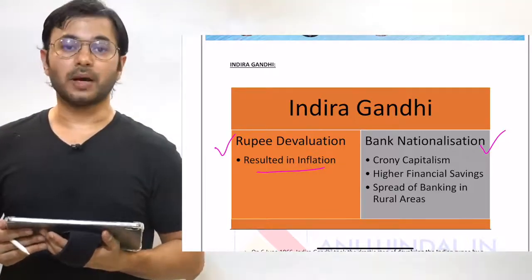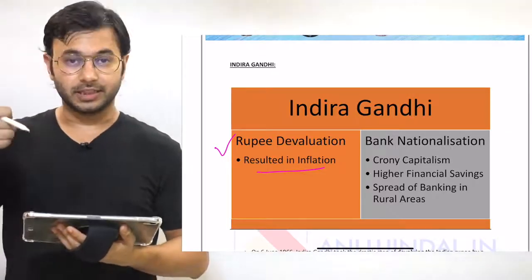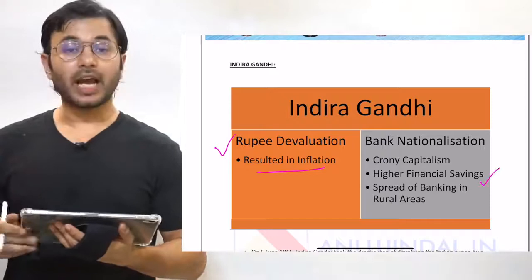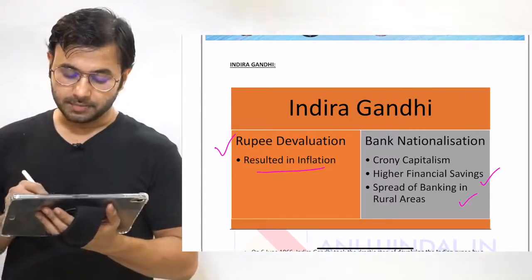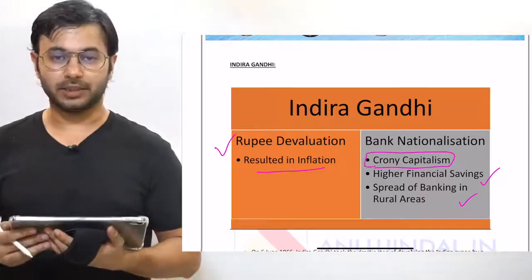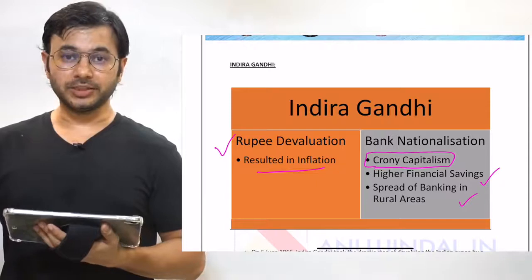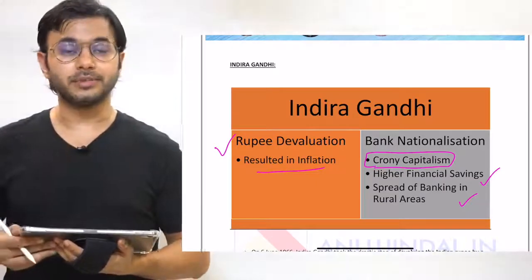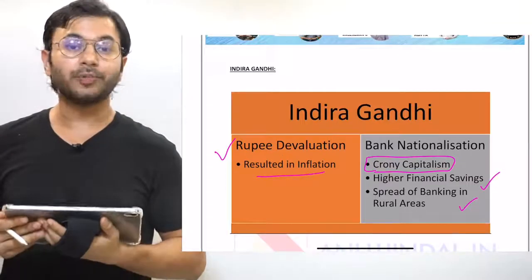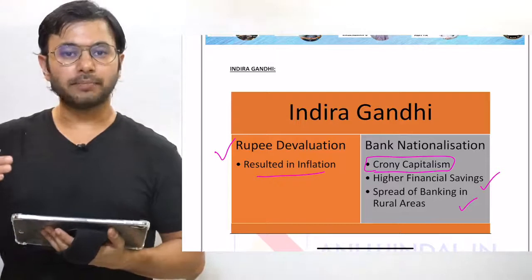The other step was bank nationalization. It was a good step, and the main purposes were to increase financial savings in India and to spread banking into rural areas. However, it came with a problem: crony capitalism. Crony capitalism means when the capitalist industries or the private sector colludes with the government and harms the economy. Bank nationalization was partially rolled back in 1991, and we will be talking about it, so keep watching the entire lesson.